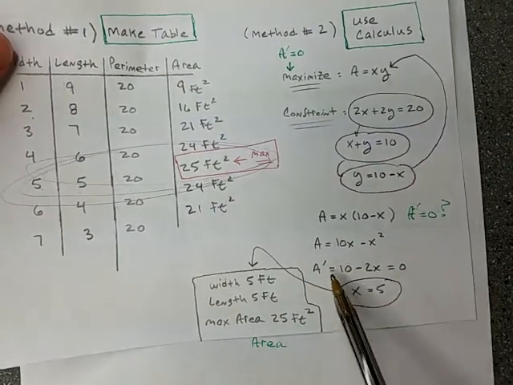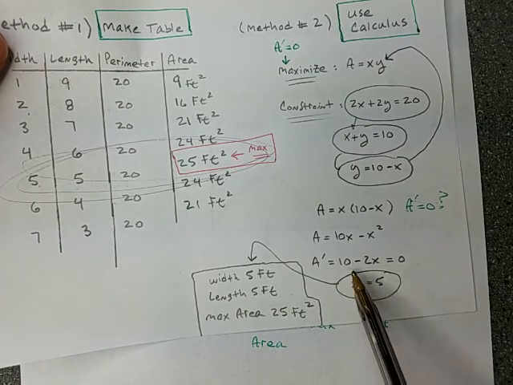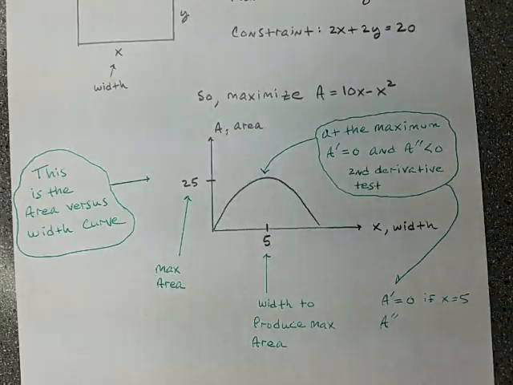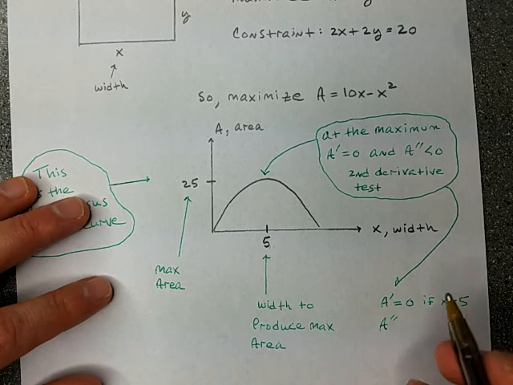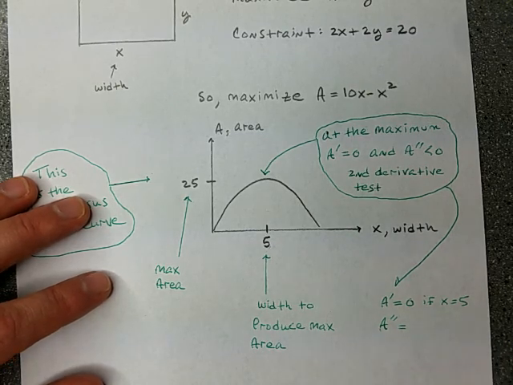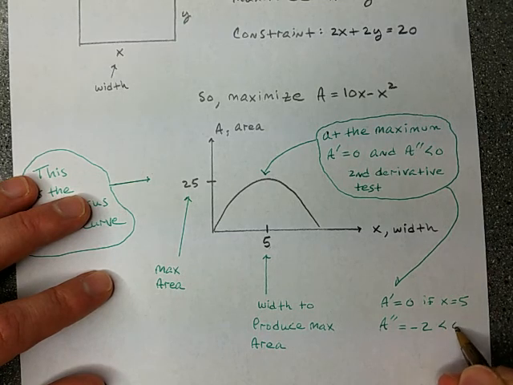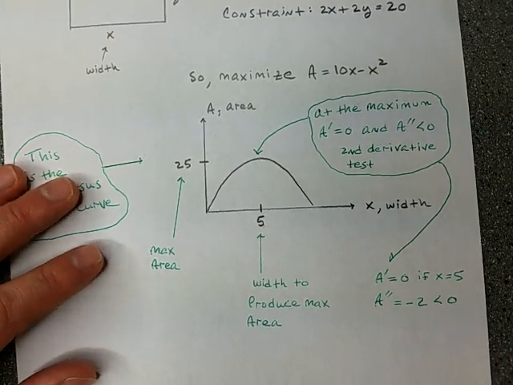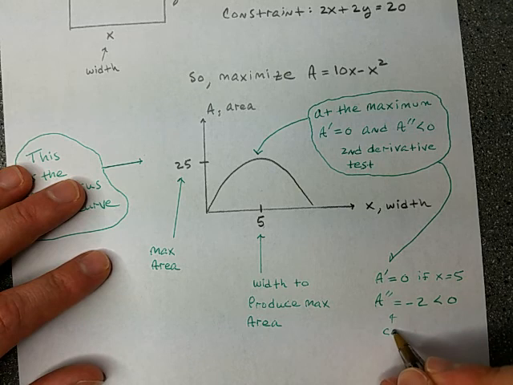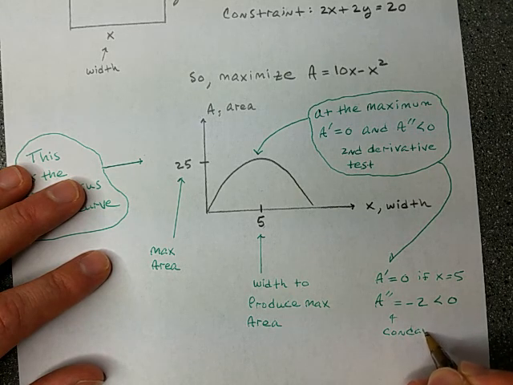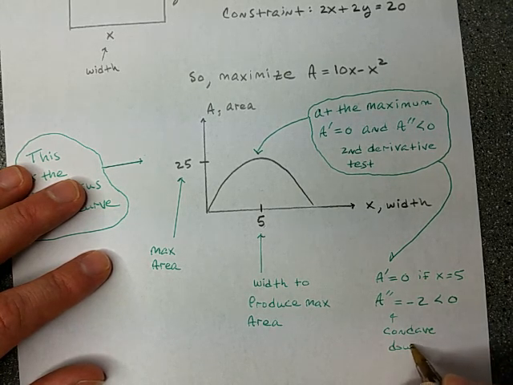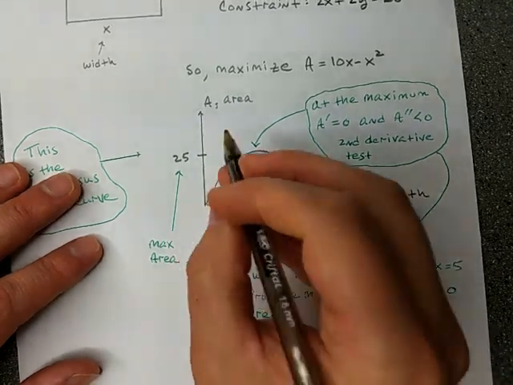So here's A prime. A prime was 10 minus 2x. And that makes A double prime negative 2. Negative 2 is less than 0. So that proves that it is concave down, and that the point is a maximum.